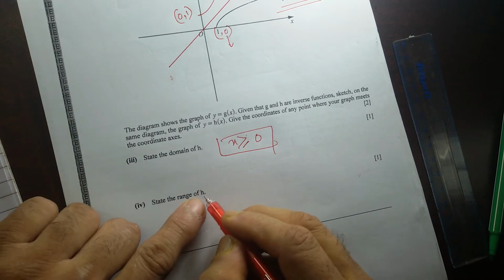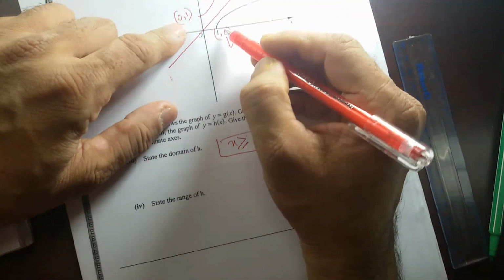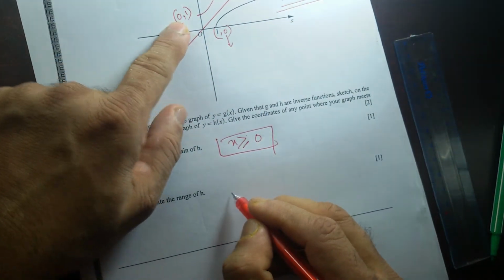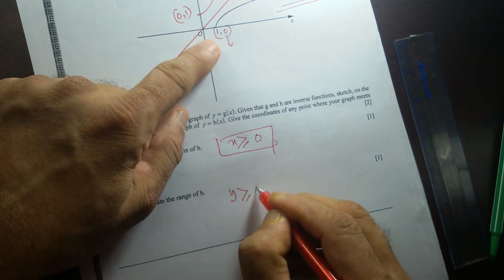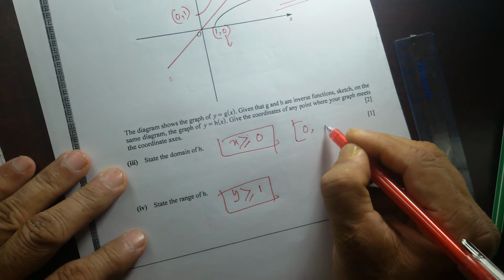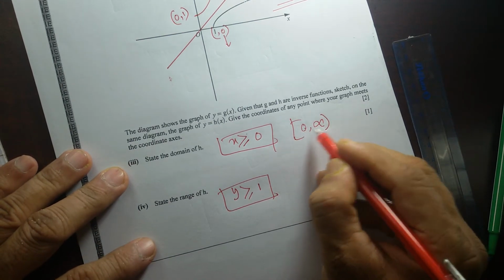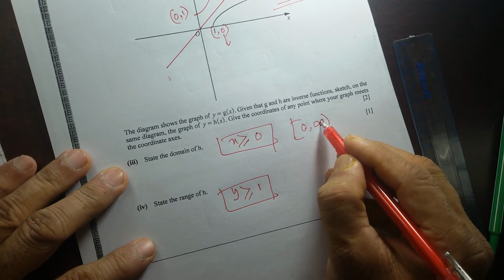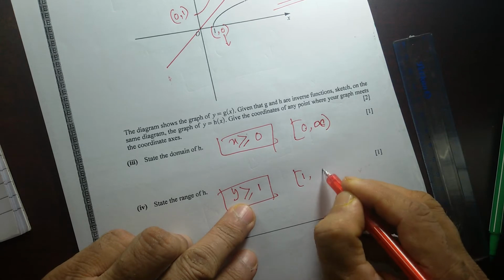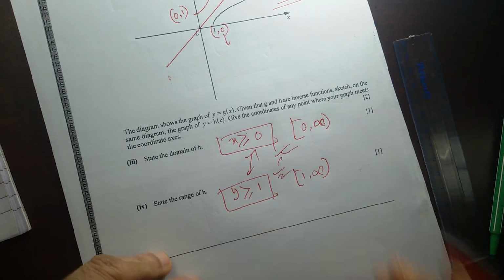State the range of h. Whenever we are trying to find the range of h, that's the domain of g. So we can write y is greater than or equal to 1. What that's going to give us is, starting from 0, we're going to go to infinity. You don't need to do this, but this answer will do the work. Okay, so that's done.